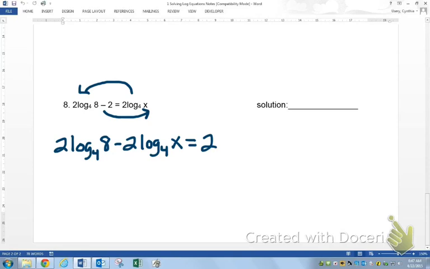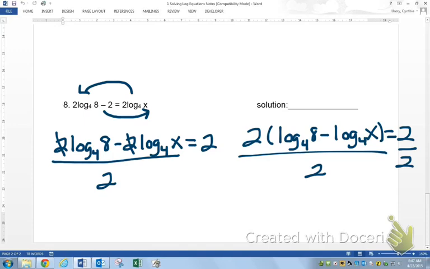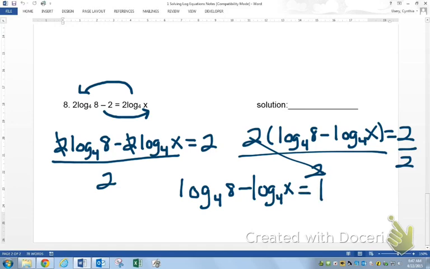I want to get rid of those. So to get rid of both of them, I can just divide by 2 because it's going to cancel with this one and this one. It's like I factored out a 2 in front. I could have written it like this: 2 times log base 4 of 8 minus log base 4 of x equals 2, and then divided by 2. That's basically what I did. Okay, so I am going to get log base 4 of 8 minus log base 4 of x equals 1. 2 divided by 2 is 1.